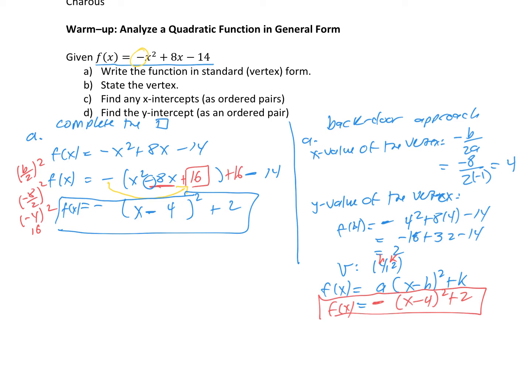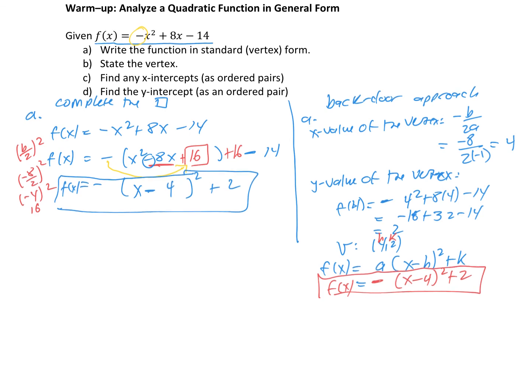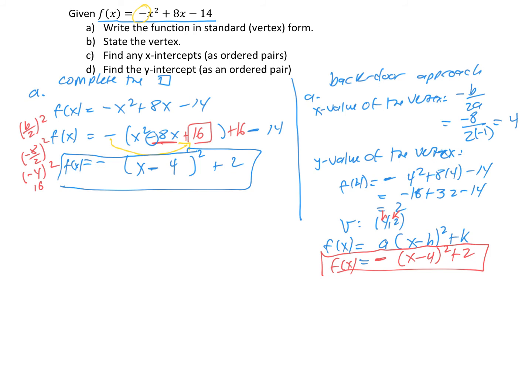Okay, now we're just going to do the other portions. So stating the vertex, we actually found the vertex in our backdoor approach, but we can also just read it from vertex form. So the vertex is the point 4, comma 2, right? Because this is h and that's k.